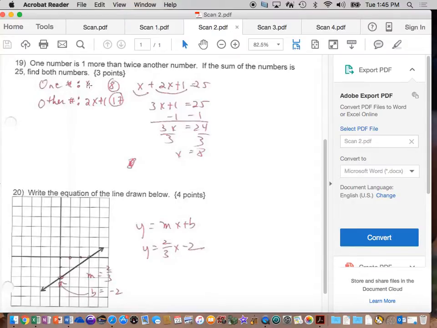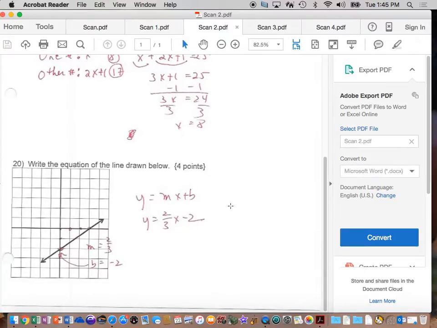We always let the first number be x, and it says the other one is one more than twice another number. More than, like this, less than, last shall be first, first shall be last, and the 1 goes to the end, and the 2x goes in the beginning. And now here's the key. The sum of the numbers. That means if I add them, you get 25. So 3x plus 1 is 25, subtracting the 1, x is equal to 8.